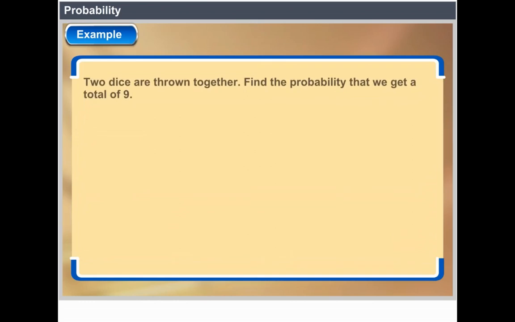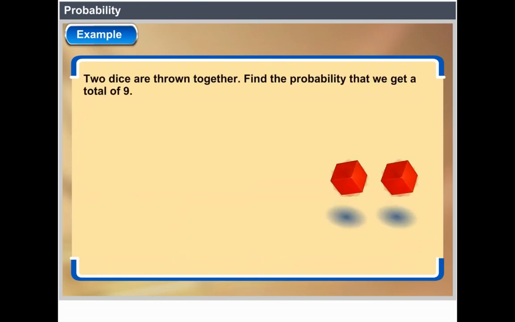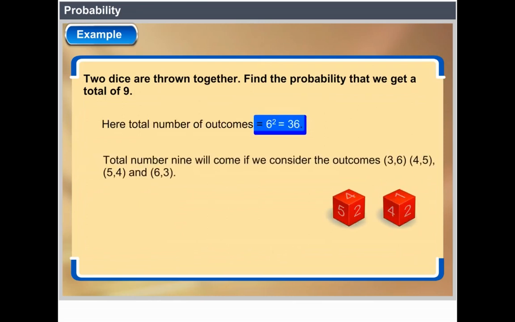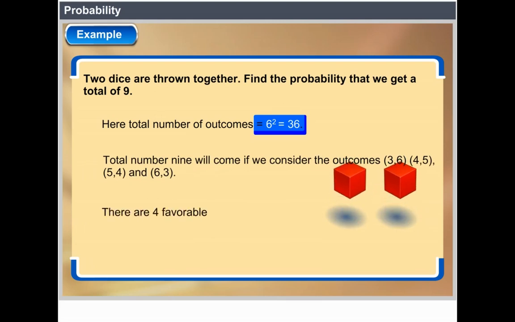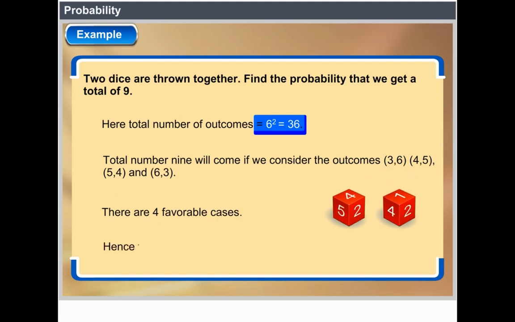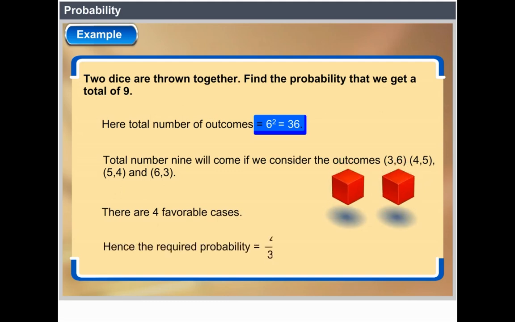Example. Two dice are thrown together. Find the probability that we get a total of 9. Here, the total number of outcomes is 6 squared, equal to 36. A total of 9 will come if we consider the outcomes (3,6), (4,5), (5,4) and (6,3). There are 4 favorable cases. Hence, the required probability is 4/36 = 1/9.